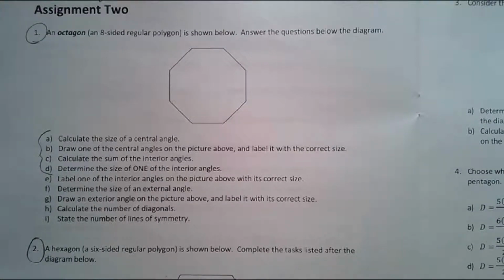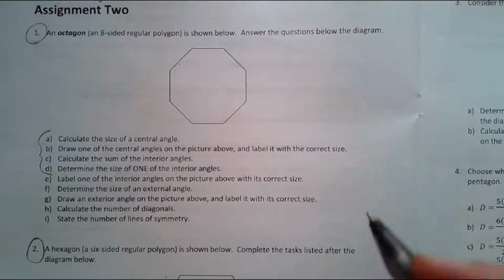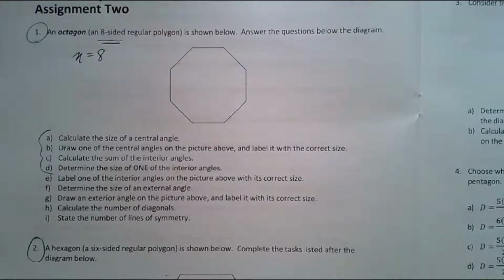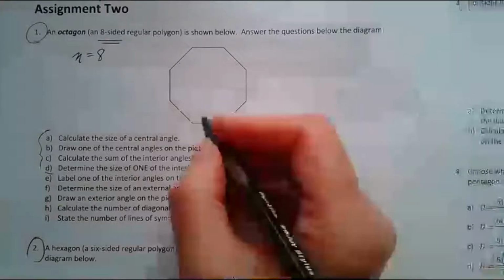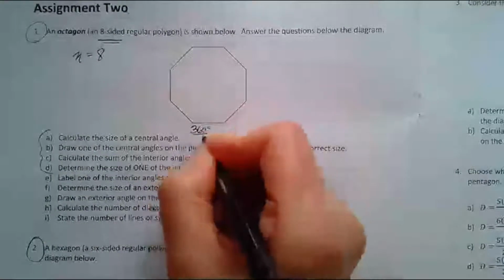So let's take a look at number 1. An octagon is an 8-sided regular polygon shown below. So 1, 2, 3, 4, 5, 6, 7, 8. So right away, if it says 8-sided, I know that n is 8. And knowing what n is is very important because n occurs in all the formulas. Answer the questions below the diagram. Calculate the size of a central angle. Okay, so part A, that's just going to be 360 divided by 8.